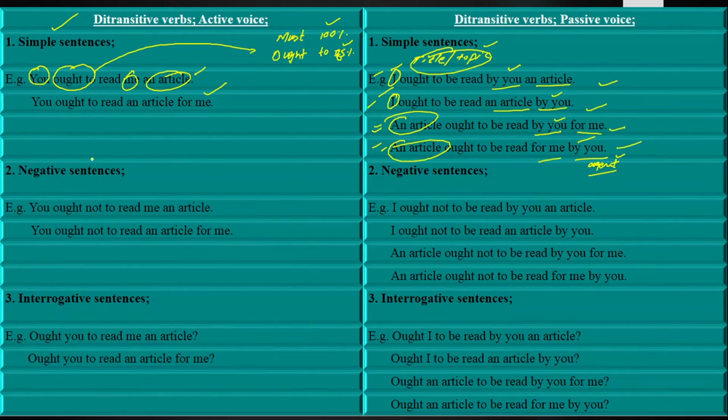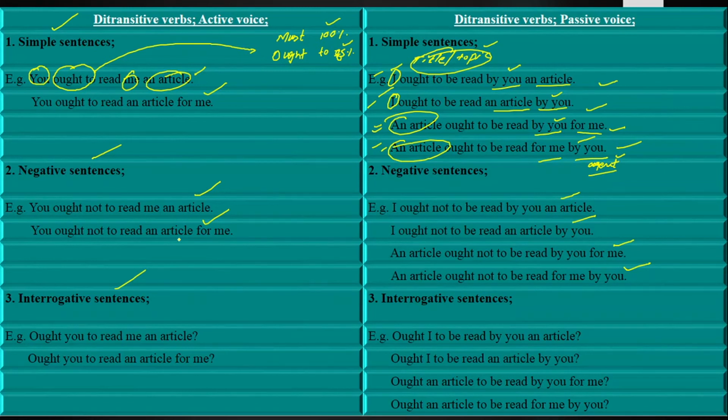Next we have got negative sentences. Those sentences in which we deny the statement are called negative sentences. You ought not to read me an article, you ought not to read an article for me. I ought not to be read by you an article, I ought not to be read an article by you. An article ought not to be read by you for me, and an article ought not to be read for me by you.